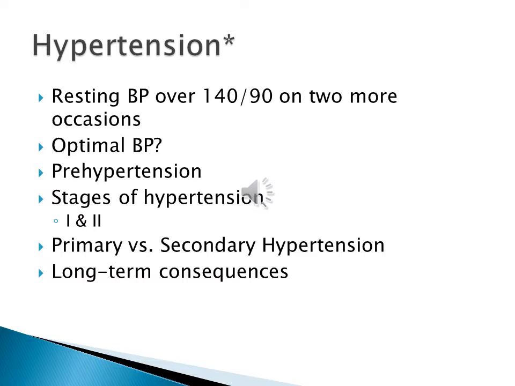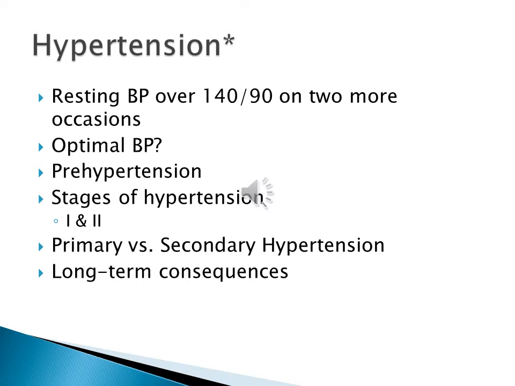Your textbook goes through some of the different stages of hypertension and pre-hypertension, and the difference between primary versus secondary hypertension. Primary hypertension is hypertension without a known cause. The person has high blood pressure, but we don't really know why. They just have high blood pressure. Whereas secondary hypertension is caused by a known disease or known condition. For instance, a person who has kidney disease could have secondary hypertension. So that's the difference between the two.